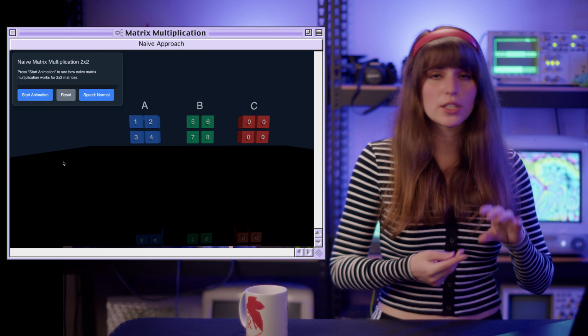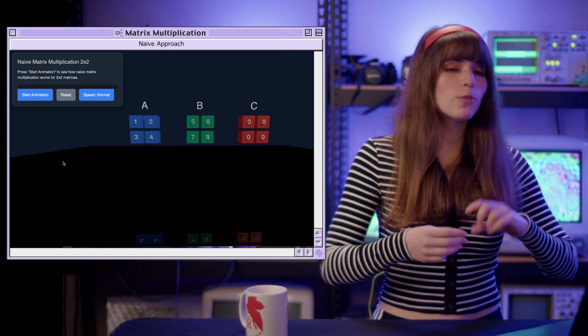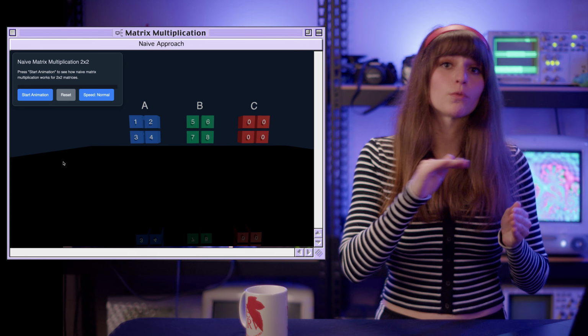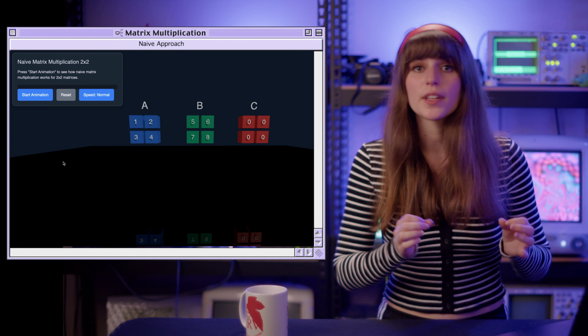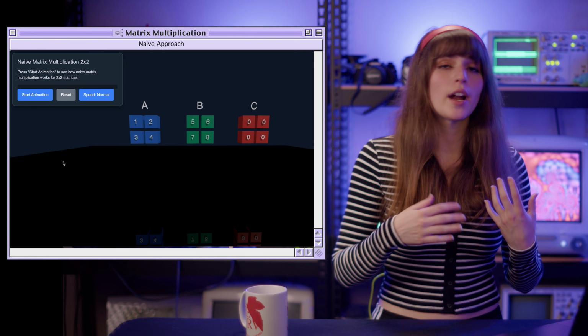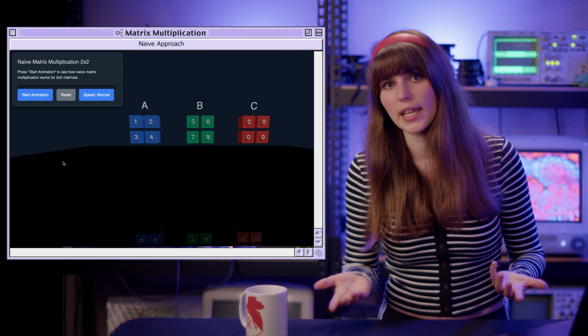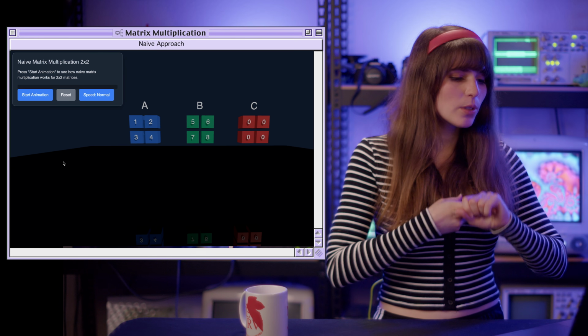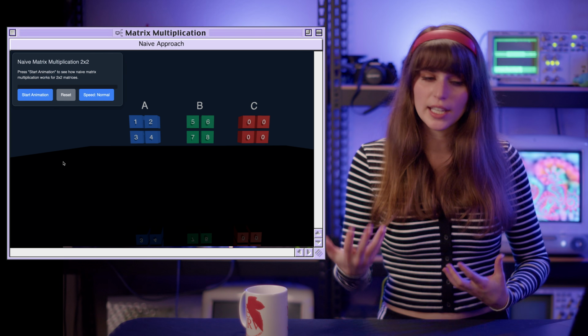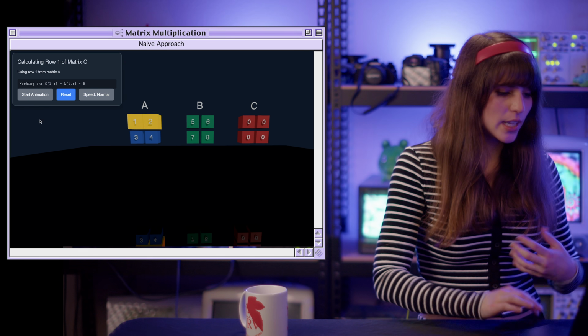Let's take a look at this quick example. We have two matrices, matrix A and matrix B, and for our n and m values, the number of rows and columns in matrix A, that's a 2 by 2 matrix, and then for our m and p values, for matrix B, that's 2 by 2 again, to compute a 2 by 2 matrix C. Let's start our animation and take a look at this.